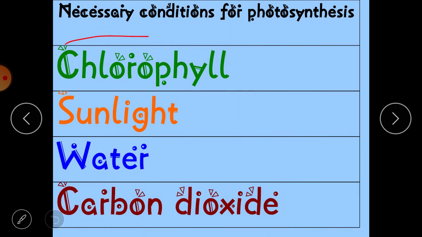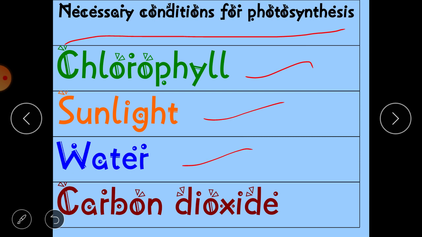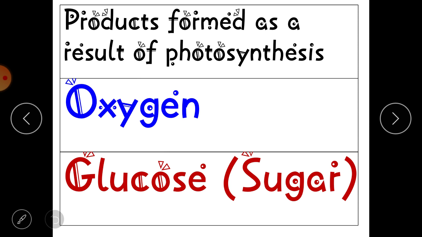So necessary conditions, or we can say raw materials for photosynthesis, are chlorophyll, sunlight, water, and carbon dioxide. So these things are very necessary for the plants to prepare their own food. Next is products formed as a result of photosynthesis.